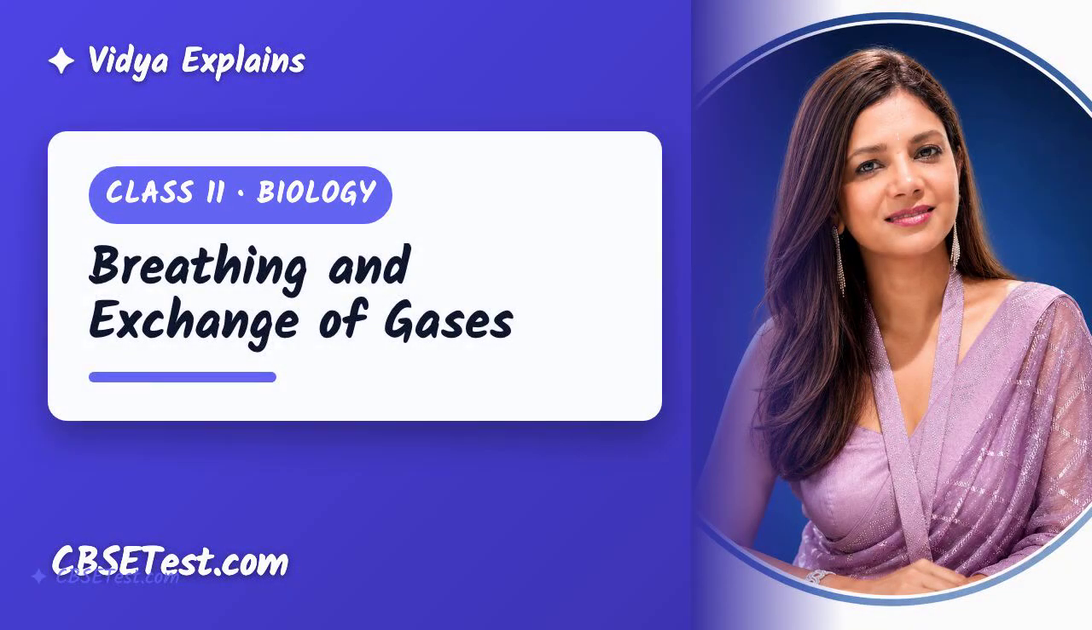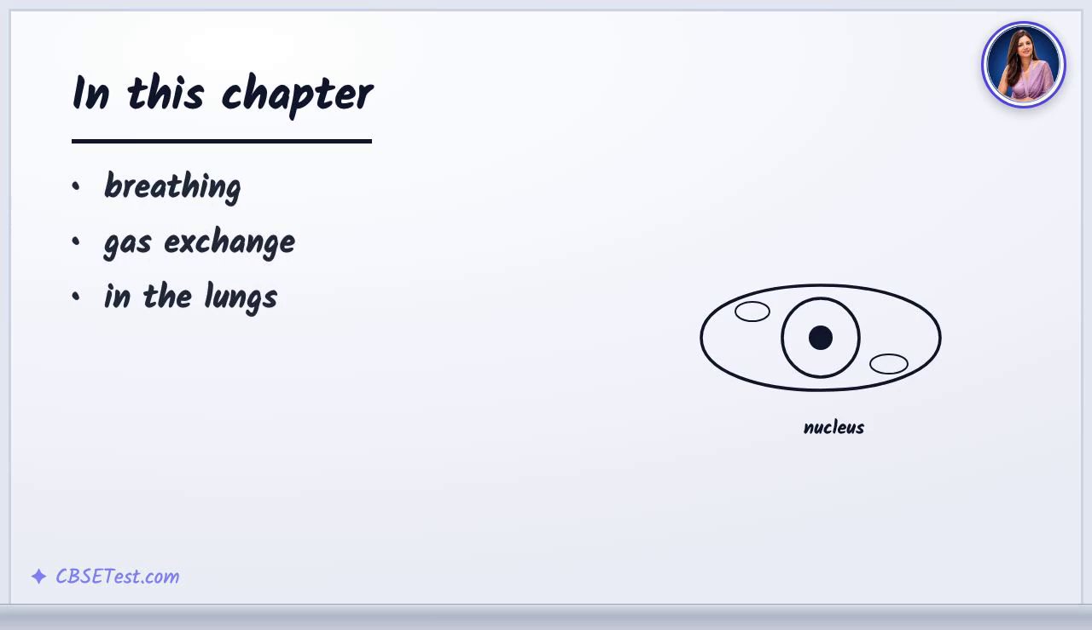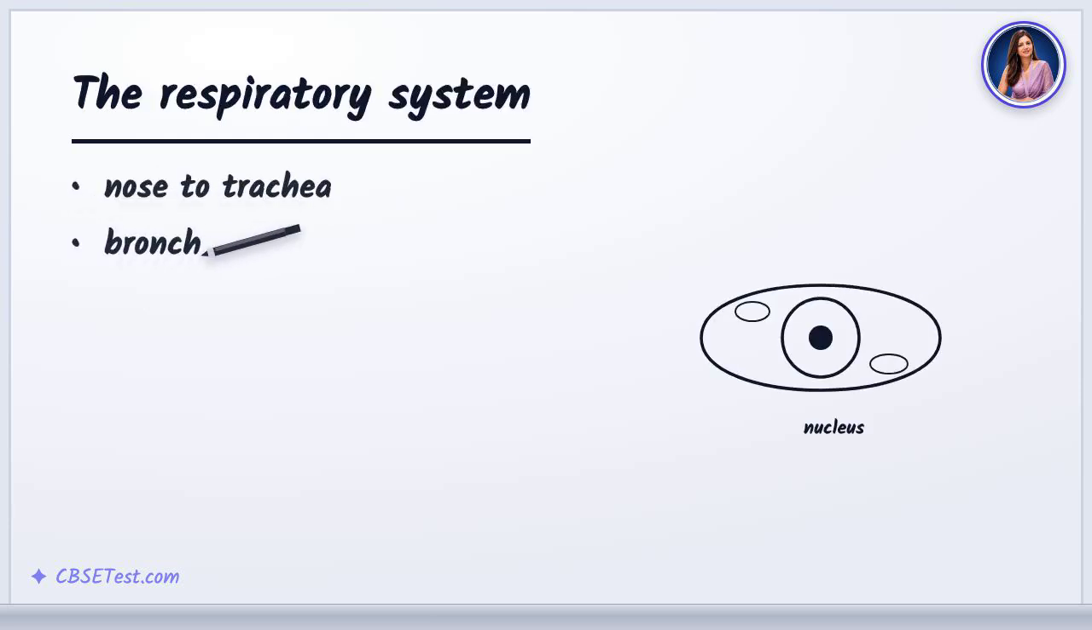Let's learn breathing and exchange of gases together, step by step. In this chapter, we study how we breathe and how oxygen and carbon dioxide are exchanged in the lungs and carried through the body. Air enters through the nose, passes the trachea and bronchi, and reaches tiny air sacs called alveoli in the lungs, where gas exchange actually takes place.